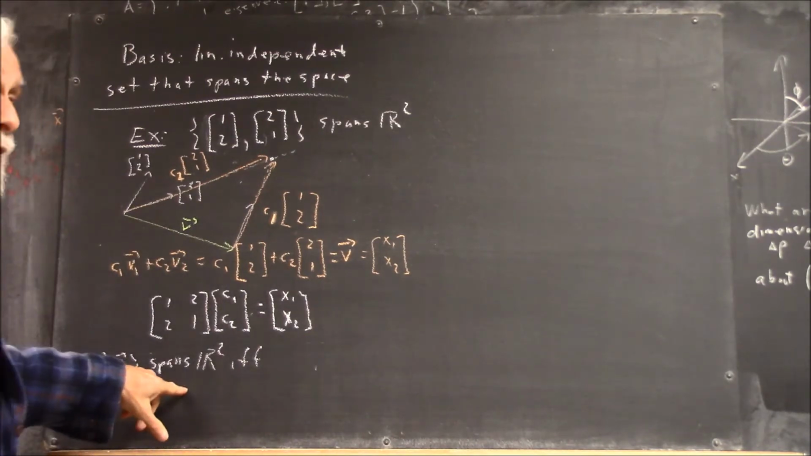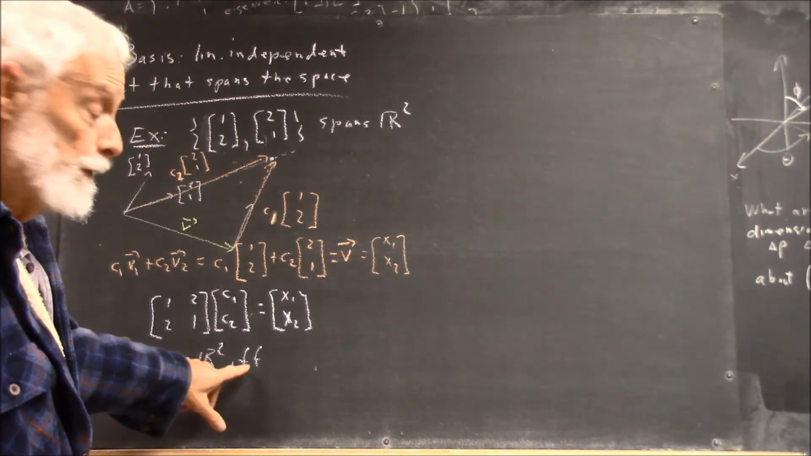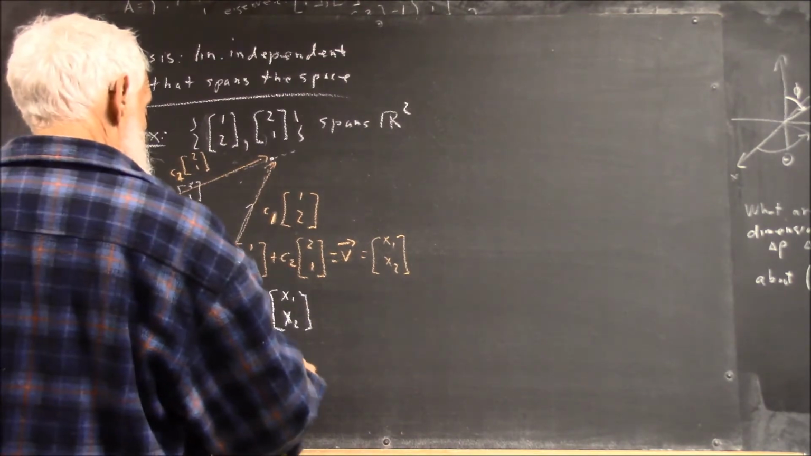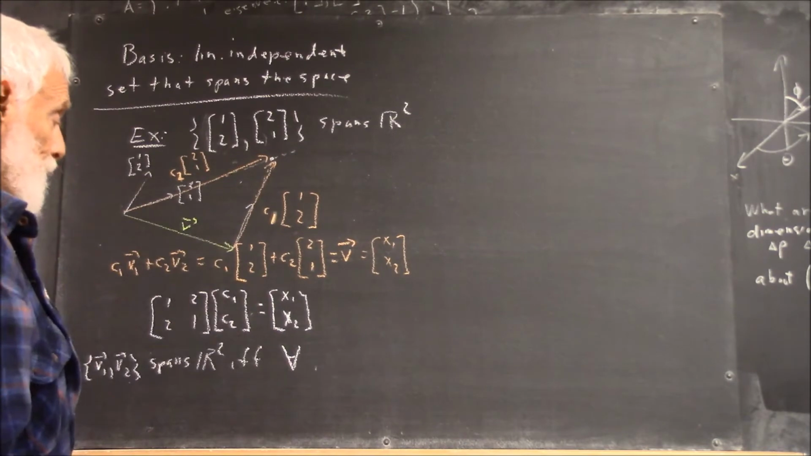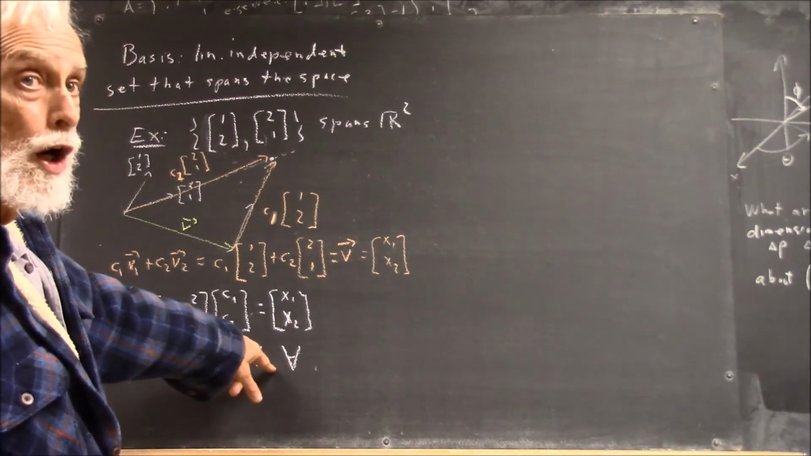V1, V2 spans R2 if and only if, and I'm going to give you some notation here. This could be for any. That's an upside down A. It stands for all or for any.